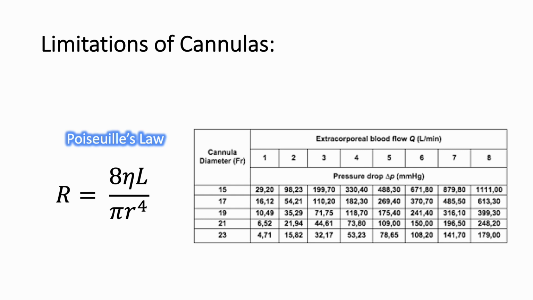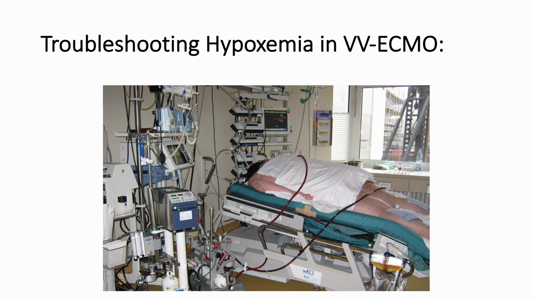And this is particularly problematic when patient body habitus or size results in the placement of smaller cannulas from the beginning. So if we think about this, overall, not a lot of great options for improving hypoxemia in patients involving manipulation of the VV-ECMO circuit. So what about manipulation of the VV-ECMO patient?